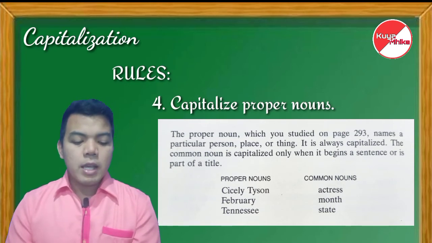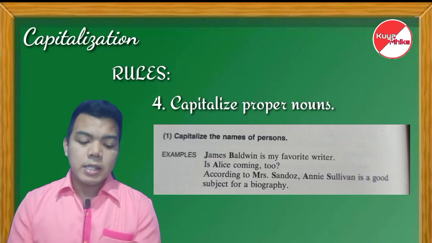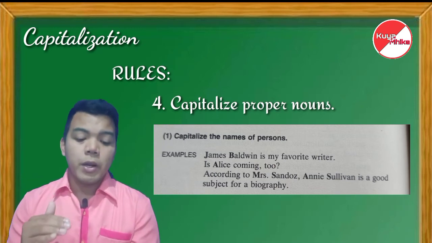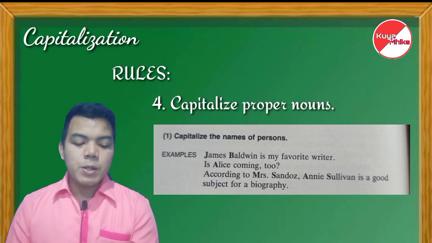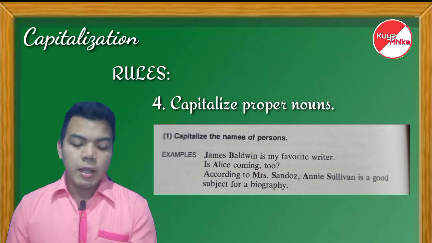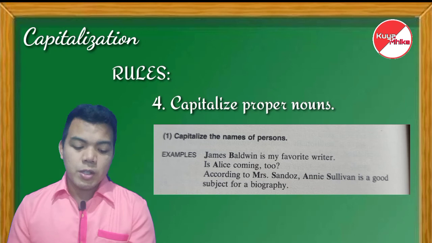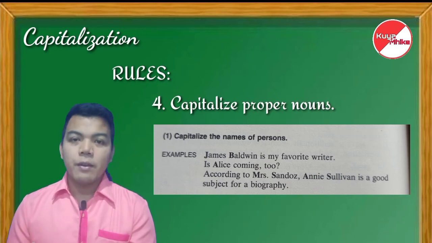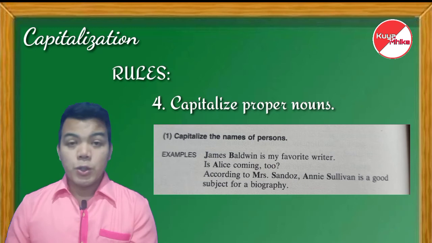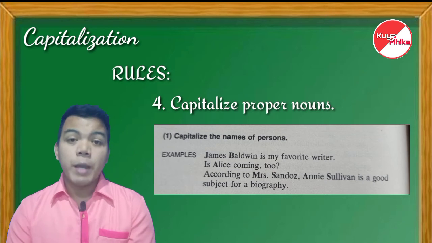Okay? Next, sa proper nouns and common nouns, nakalagay dito capitalize under to ng rule ng proper and common noun. Okay? Capitalize the names of persons. So, halimbawa ako, Michael. Yung pangalan mo, capitalize din dapat yan. Examples dito: James Baldwin is my favorite writer. Is Alice coming too? According to Mrs. Sandos, Annie Sullivan is a good subject for a biography. So, yun yung mga kailangan mong i-capitalize doon, yung mga proper nouns or name of persons.